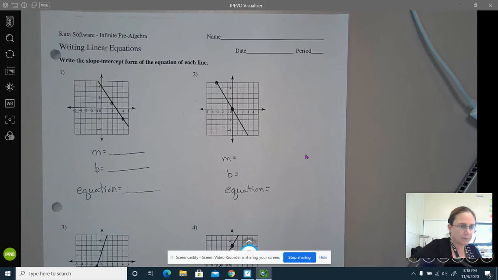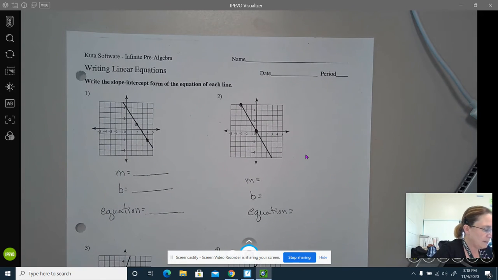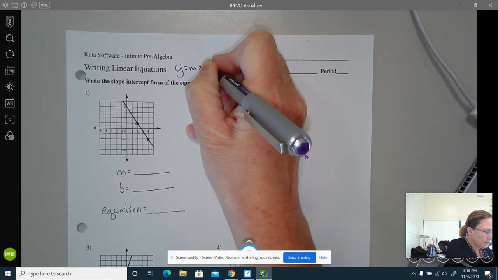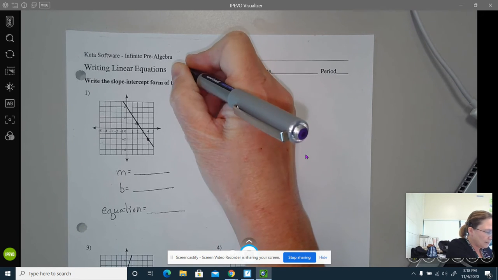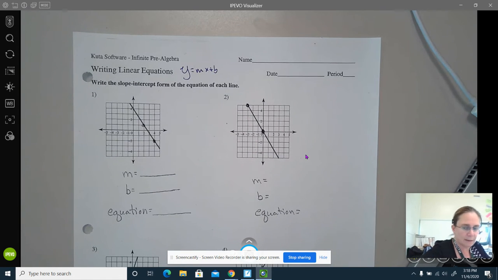All right, I'm going to go over some of the work that we did today in class. So it's about slope-intercept form of equations. And slope-intercept form, just to remind you, is y equals mx plus b. And it's related to linear equations. So we have a line here on our graph.